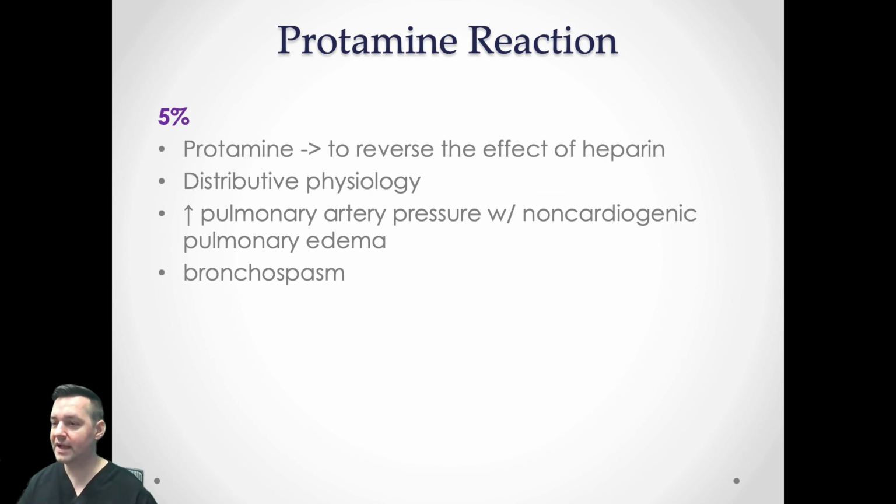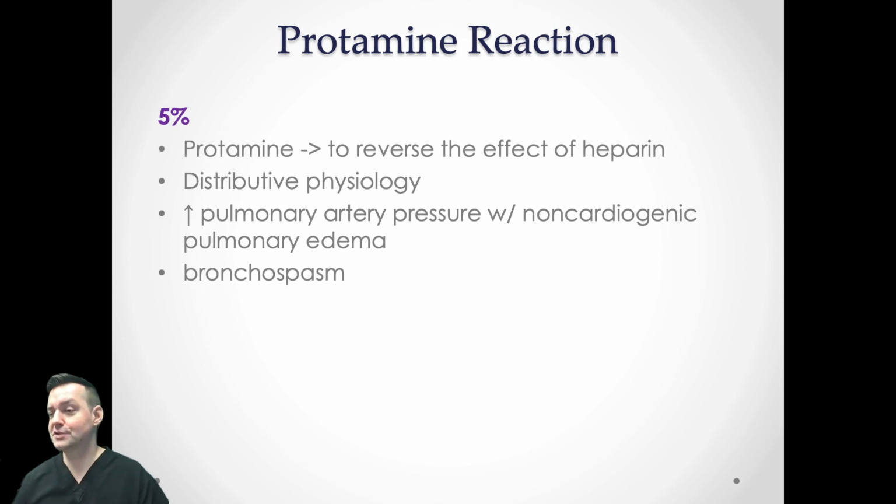All right, the protamine reaction is different than the vasodilatory response, although it is still distributive physiology. Often this is more of an anaphylactoid reaction to protamine, as we give protamine to reverse high-dose heparin for our bypass patients. You get distributive physiology. You can see spikes in PA pressures and the development of non-cardiogenic pulmonary edema. They can develop bronchospasm, very similar to what you'll see in the anaphylactoid patient. They may develop urticaria. So you'll treat them similarly with antihistamines and potentially corticosteroids.